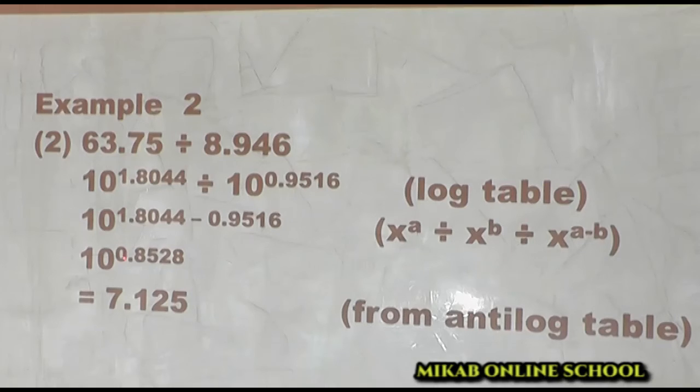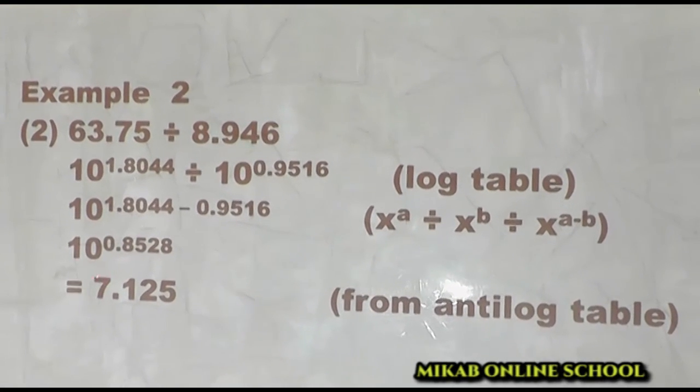And these characteristics here is what will give us the position of the decimal. Like you always do, we're going to add 1 to this 0, and that will mean that the decimal point will come after 1 digit. So that's going to be 7.125. That is what we have when we divide 63.75 by 8.946. We're going to have 7.125.